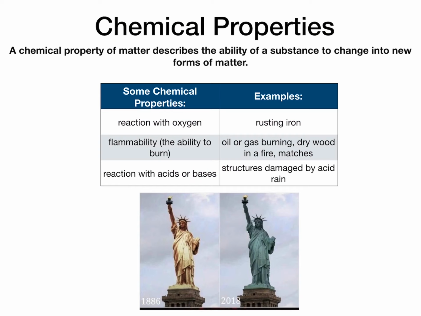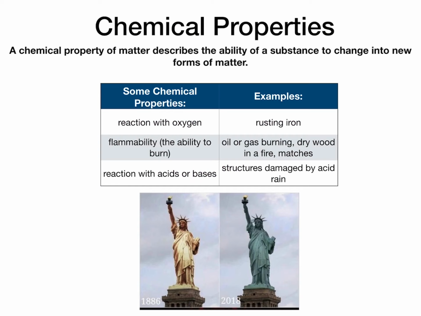Flammability, or the ability to burn. If you are burning oil or gas, or if you put dry wood into a fire, or if you light a match, that's an example of a chemical property. And then finally, reactions with acids or bases, such as structures that are damaged by acid rain.